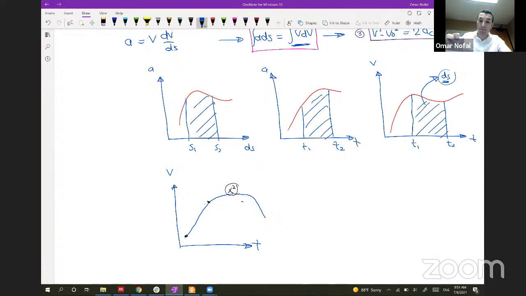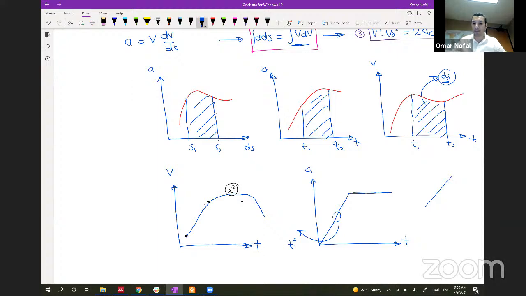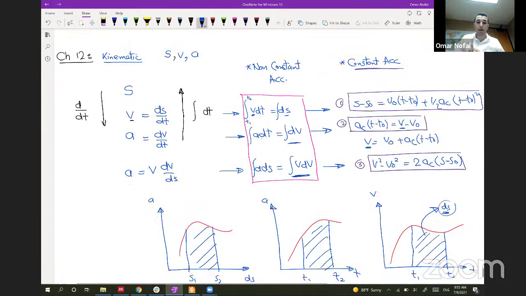And similarly, the acceleration can inform if you have A and T. For example, you have the acceleration increasing linearly and then constant. If the acceleration is linear, the velocity will be like a parabola, a power of 2, as a function of t square. And if the acceleration is constant, the velocity will be linear, something like this. You should understand these concepts, because it's a derivative relationship.